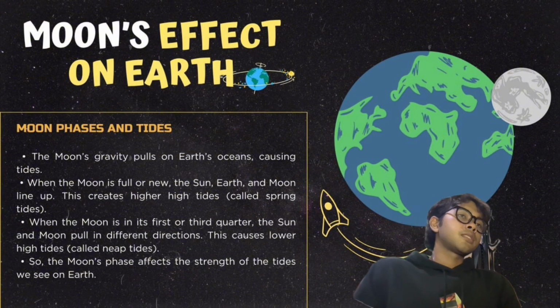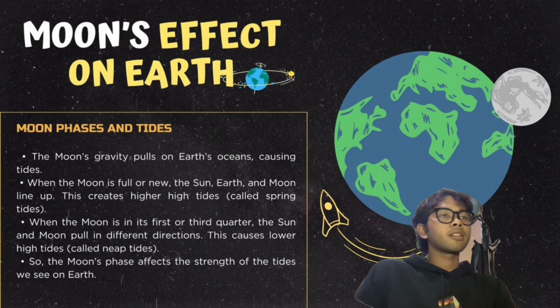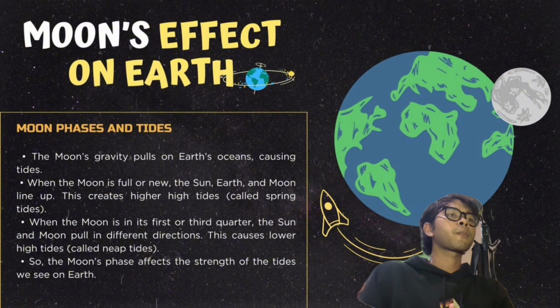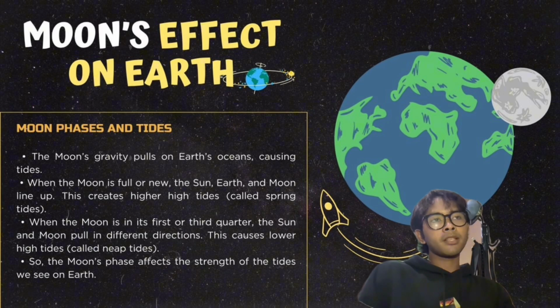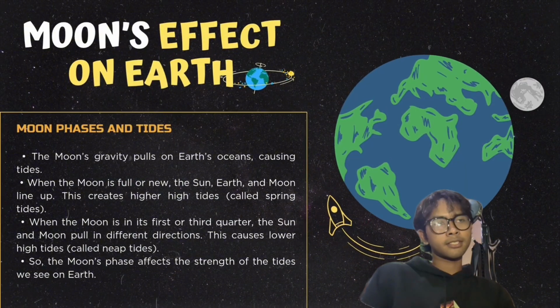So in simple terms, the moon's phase, whether it's full, new, or in quarters, affects how high or low the tides are. That's why sometimes when you go to the beach, you see the water might be higher or lower depending on the time of the moon. So in conclusion, the moon isn't just a pretty thing we see in the sky, but it actually plays a more important role in the Earth's natural system, especially in controlling the movement of water in our oceans.